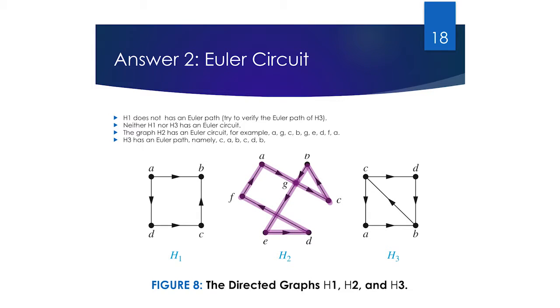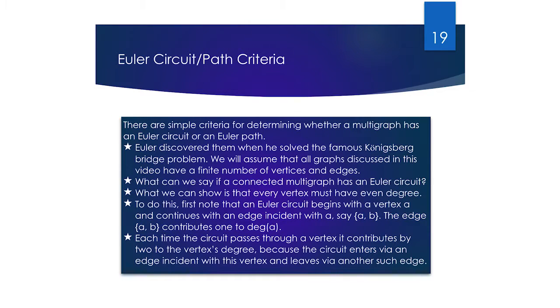Neither H1 nor H3 has an Euler circuit. I leave this for you to verify. H3 has an Euler path, namely C, A, B, C, D, B. But H1 does not have an Euler path, and you can try to verify the Euler path of H3. There are simple criteria for determining whether a multigraph has an Euler circuit or an Euler path.